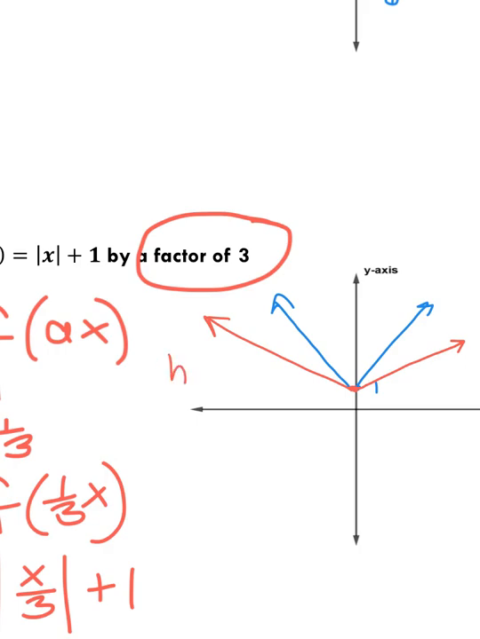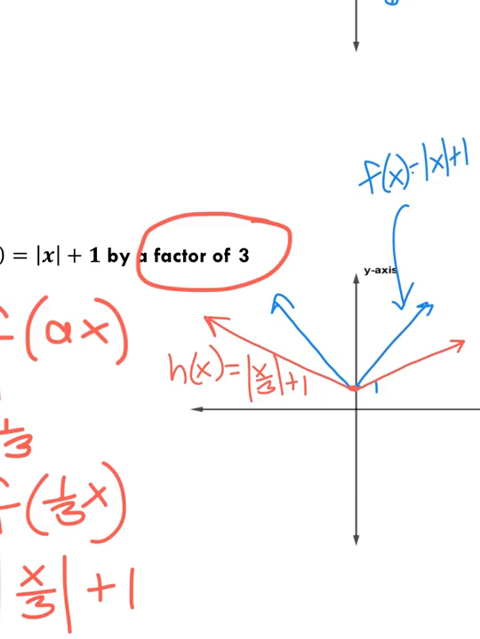So our h of x here equals the absolute value of x over 3 plus 1, and our original function is f of x equals the absolute value of x plus 1. And so this is an example of horizontal stretch.